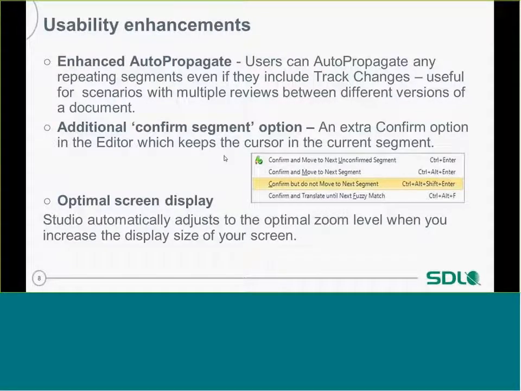Option: confirm segment, but do not move. So currently we had three options: confirm and move to next, unconfirm and move to next segment, and move to the next. But now there is also confirm, which means you're going to store the translation in the translation memory, but you do not move, so you stay in the segment.